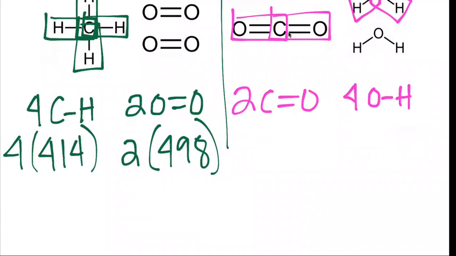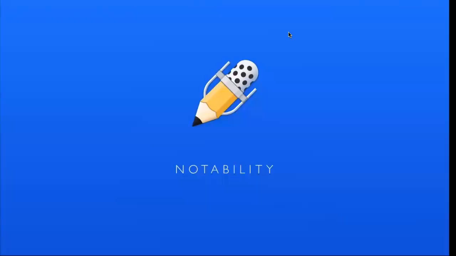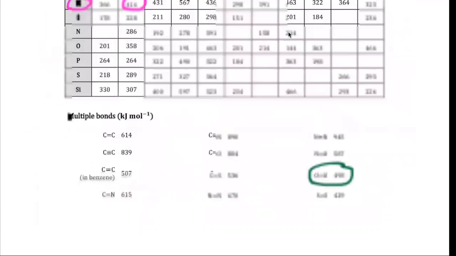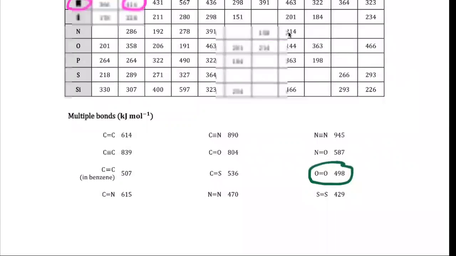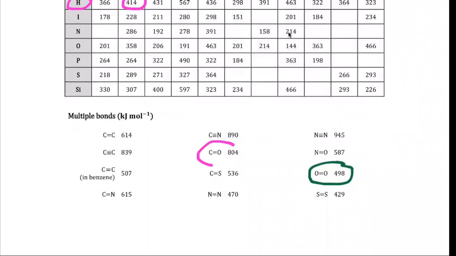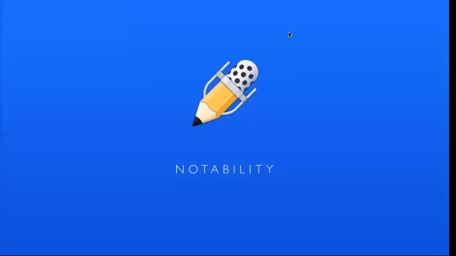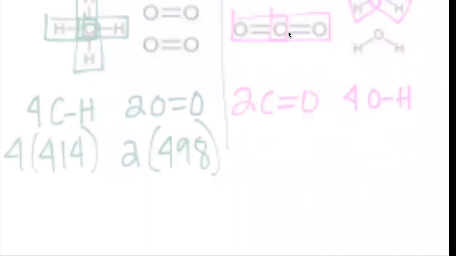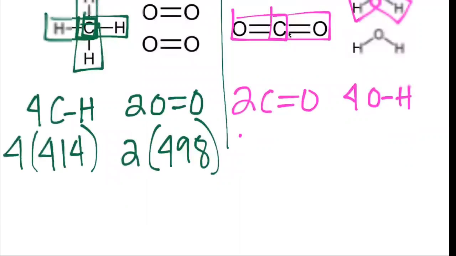For the product side, now I need to look up CO double bond. So we're going to go over here. So CO, and this is a multiple bond, so I want to look down here. So here's the CO double bond. It's 804 kilojoules. So I'm going to go back and write that one down on my notes. So 2 times 804. And then I need to look up OH.